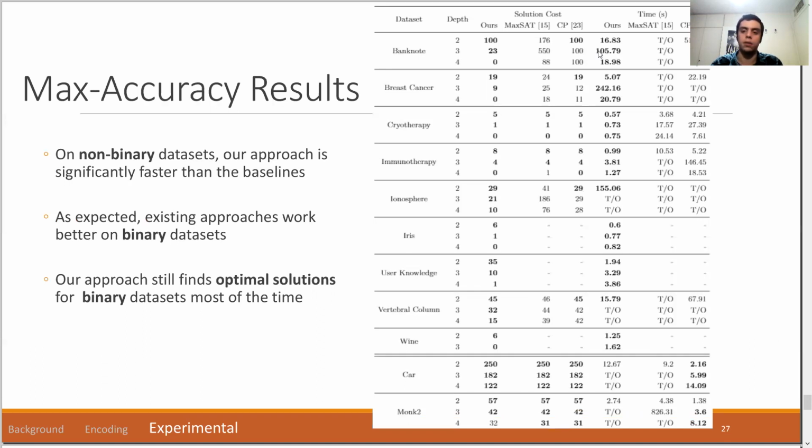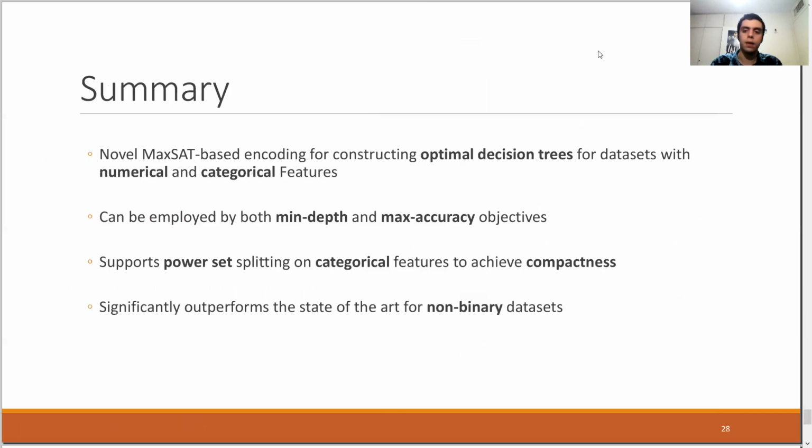And the same goes with the max accuracy results. On non-binary data sets, there is significant improvement for our algorithm. But for binary, the baseline performs better. But one additional thing to note here, and I think it's really interesting, is that even though for binary data sets our approach is way slower, it still manages to find near optimal solutions for 5 out of the 6 cases. So even though it gets a timeout, it still gets a really good solution. In fact, the optimal solution in 5 out of the 6 cases. And that concludes our experimental section as well.